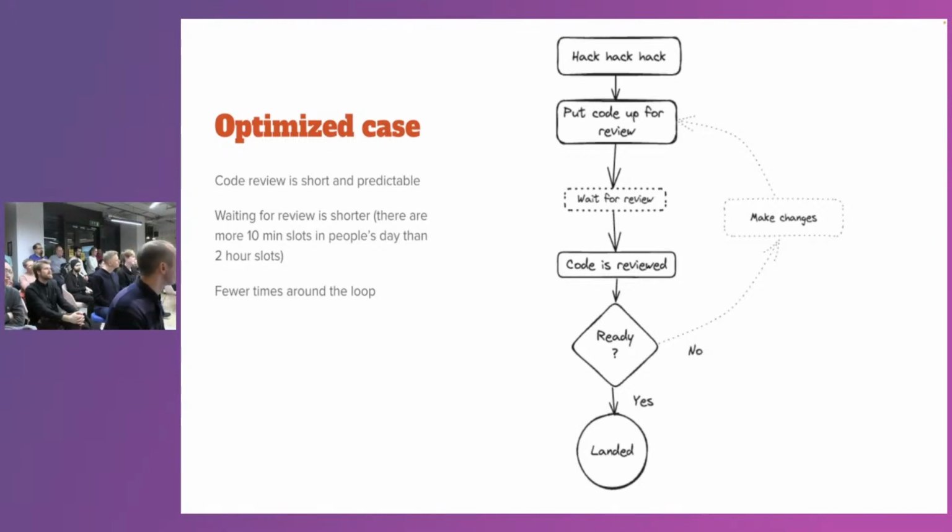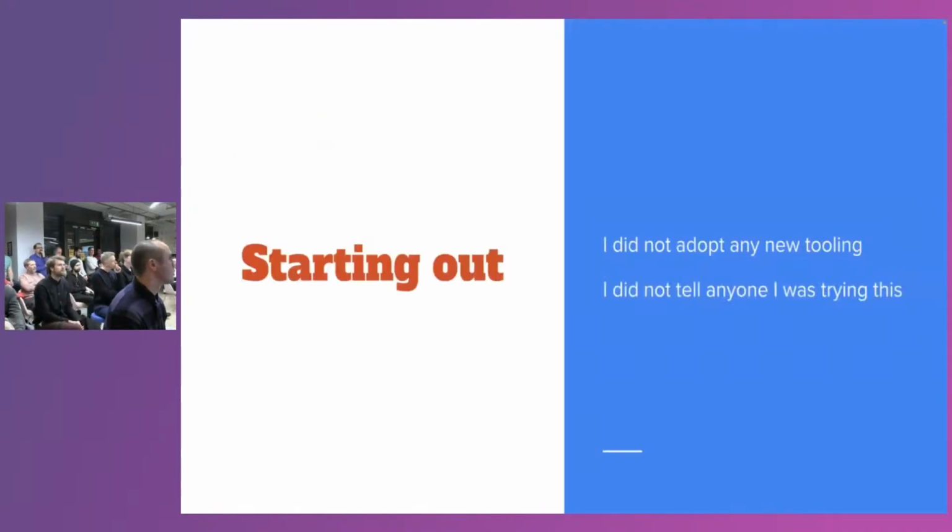So your review time is short, and the waiting for a review is also short, because the reviewer can find many more 10-minute slots or half an hour slots than 2-hour slots or 3-hour slots in their day. And also you've got fewer times around that loop. So you end up spending a lot less time waiting for a review and a lot less time getting reviewed.